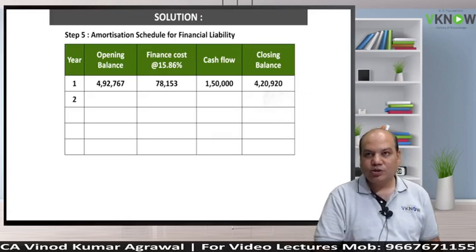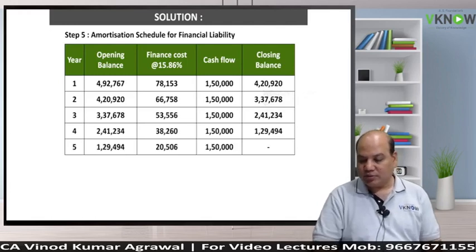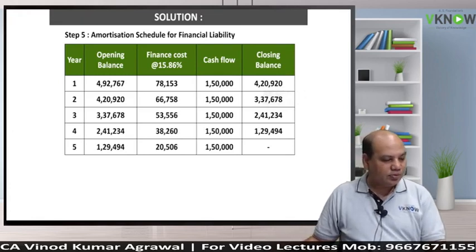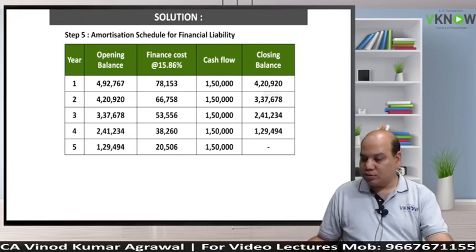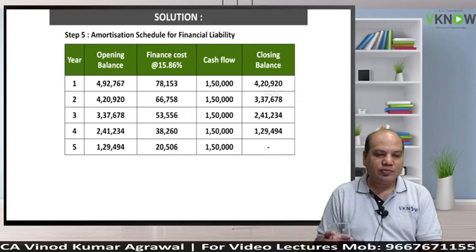Interest 78,153, cash flow 1,50,000, balance 420,920, and then you just check the whole table yourself. I will not read it. Just tell me if you have any mistake in this table. There can be a typing error, there can be a calculation error, so I would just request you to have a quick look at it. This is a potential exam question for 8 marks. Trust me.